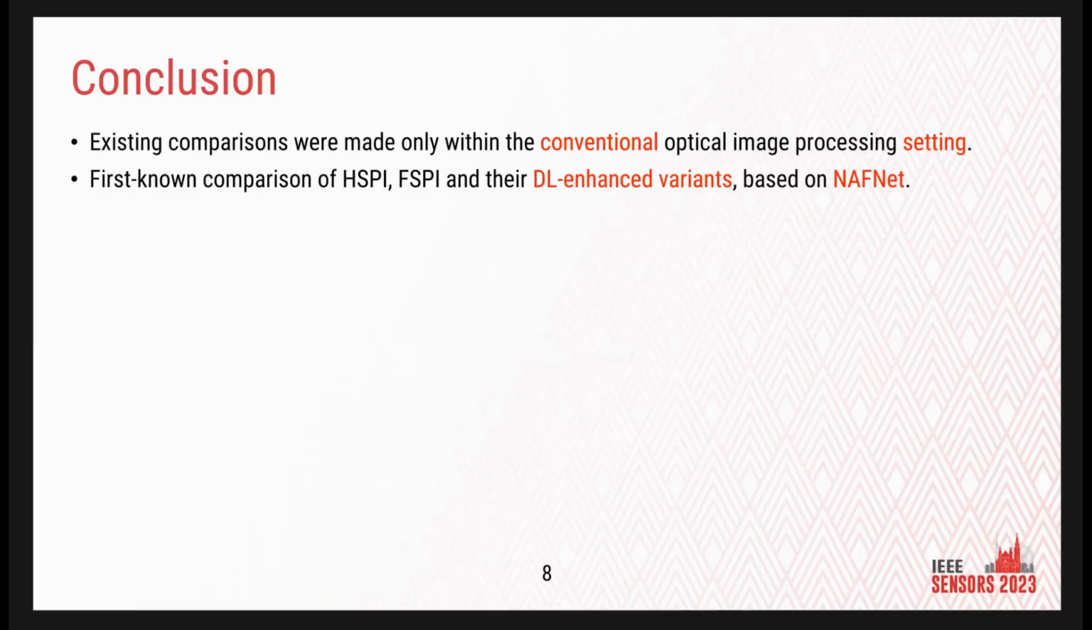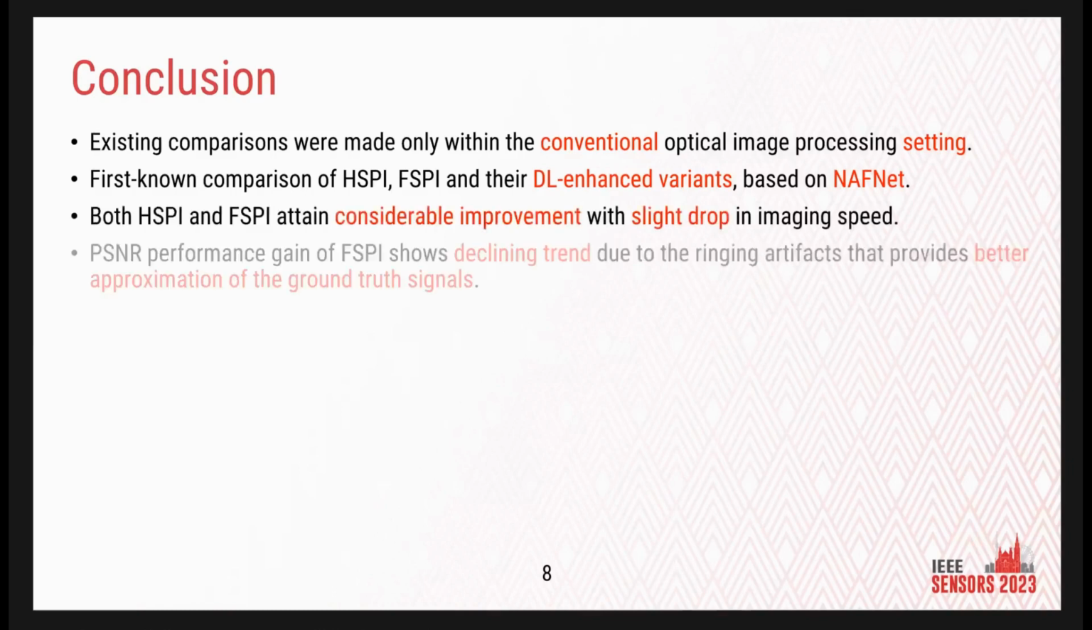Both Hadamard single pixel imaging and Fourier single pixel imaging attain considerable improvement in terms of accuracy with only a slight drop in imaging speed. But the interesting thing is that the PSNR performance gain of Fourier single pixel imaging shows a declining trend due to the ring artifacts that provide a better approximation of the ground truth signals even at lower sampling ratios.